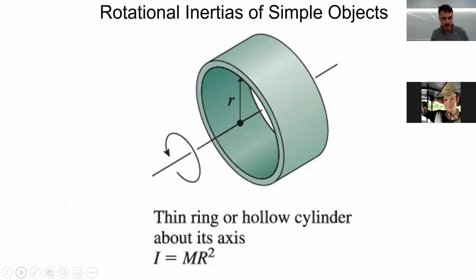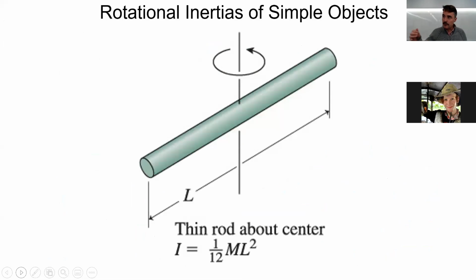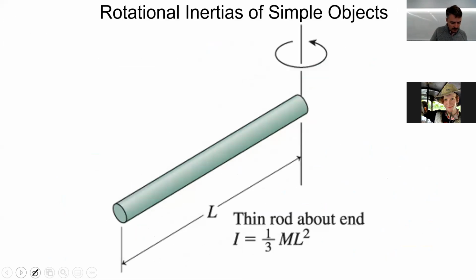It depends where your rotation axis is and what the shape of your object is. Here's some pictures from the book. If you have a thin hollow cylinder of mass m and radius capital R rotating about its axis, then the rotational inertia is m times r squared. If you have a thin rod rotating around its center, it's 1/12 of the mass of the rod times L squared.